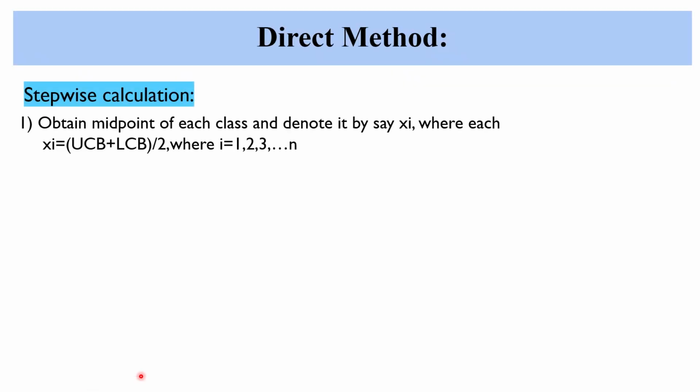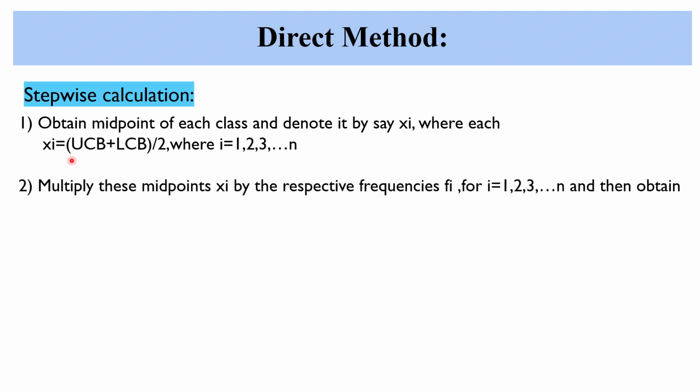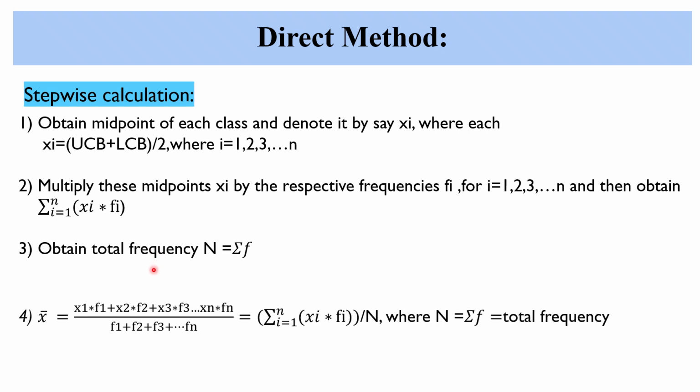We obtain midpoints of each class and denote it by say xi, which is upper class boundary plus lower class boundary whole divided by 2. Then we multiply these midpoints by the respective frequencies fi and obtain summation of xi into fi. Then we obtain total frequency denoted by capital N, and x bar is sum of xi into fi whole upon capital N. Here we can observe that the formula to calculate mean is same as for discrete frequency distribution, only here we have to obtain midpoints of the dataset.